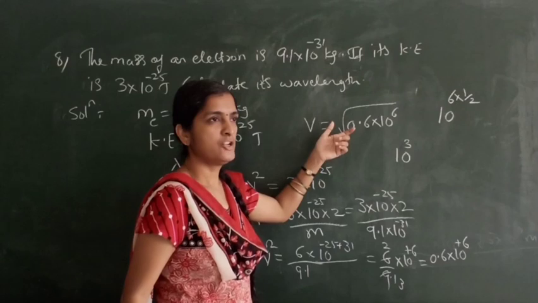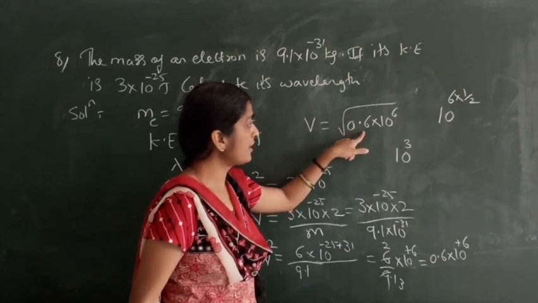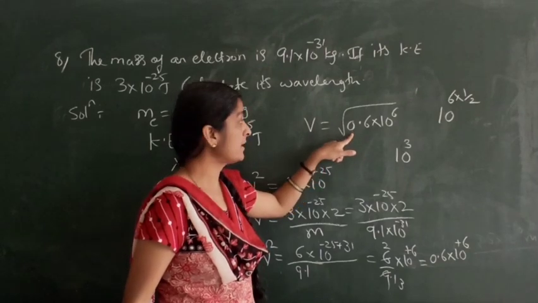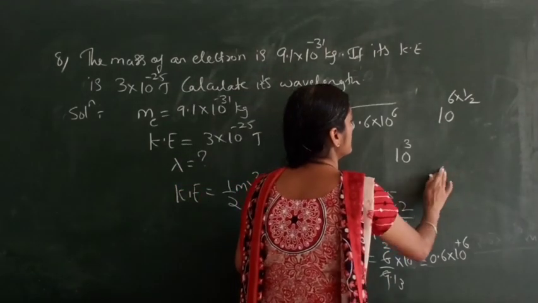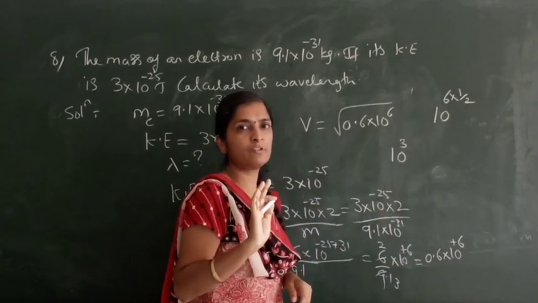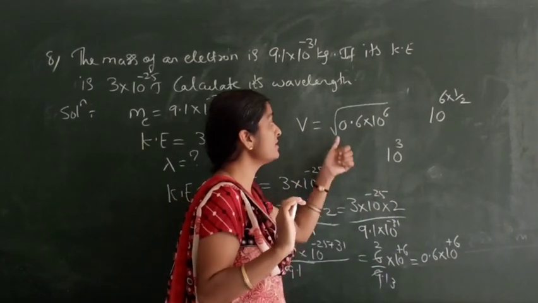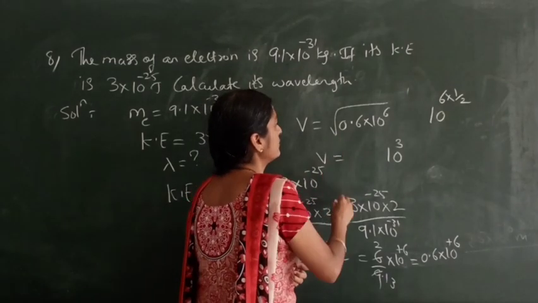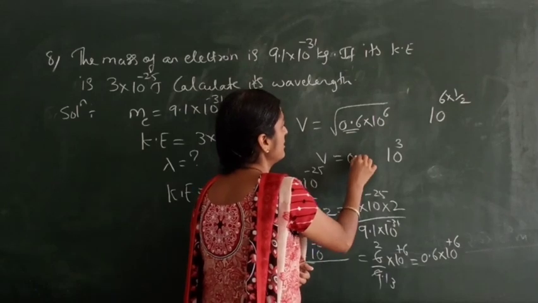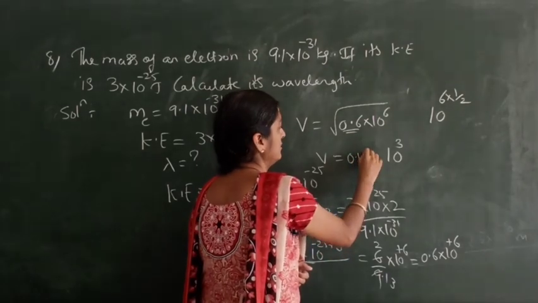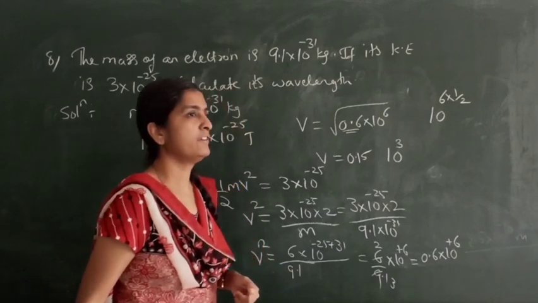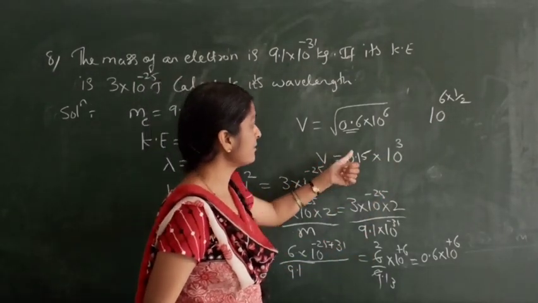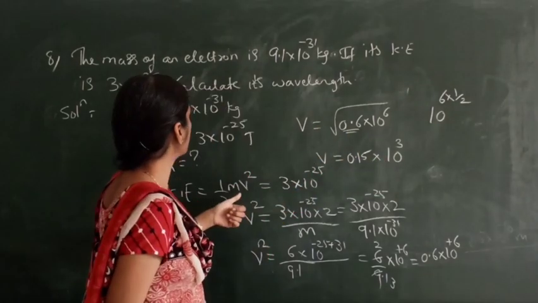Okay, so you know how you can find the square root of 0.6. Suppose you take 0.2 into 0.2, that will be 0.04. What you want is 0.6. So this value will lie somewhere between 0.15 to 0.15 approximately. Okay, so that will be the velocity of the electron.